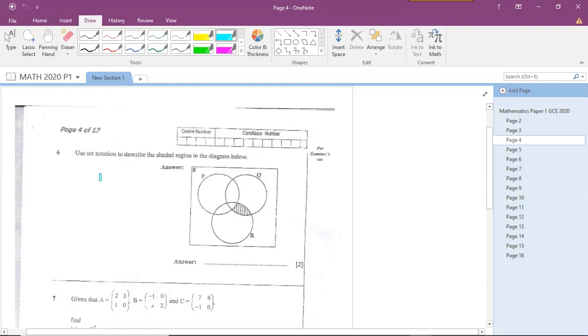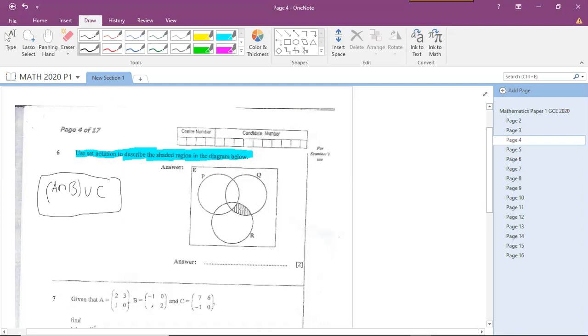Question 6. Can you see question 6? Yes. All right. It says use set notation to describe the shaded region in the diagram below. So when we're talking about set notation, every time you see this word set notation, we're talking about things like A intersection B, union C. This is set notation. So they want you to figure out what this set is in terms of set notation.